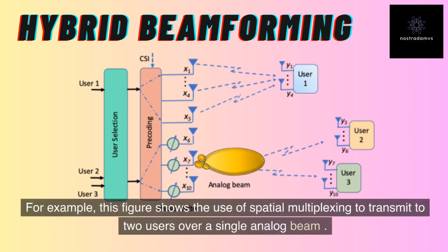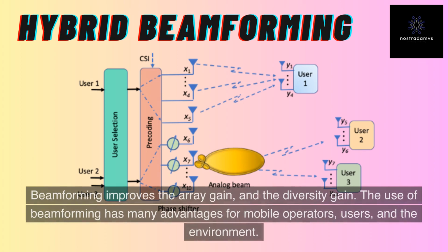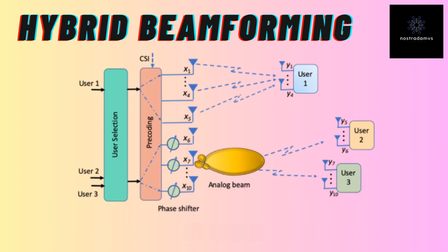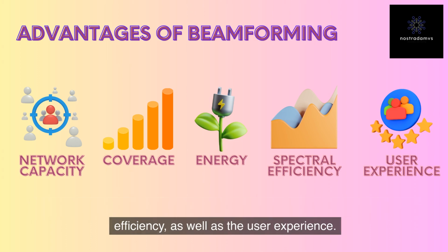For example, this figure shows the use of spatial multiplexing to transmit to two users over a single analog beam. Beamforming improves the array gain and the diversity gain. The use of beamforming has many advantages for mobile operators, users, and the environment. Moreover, it enhances network capacity, coverage, energy and spectral efficiency, as well as the user experience.